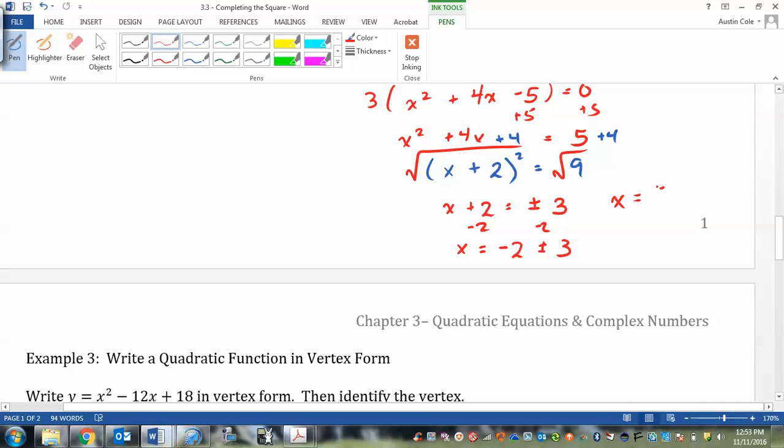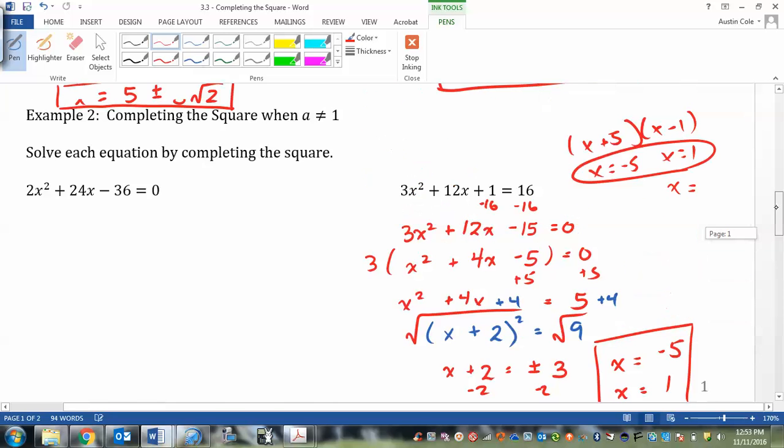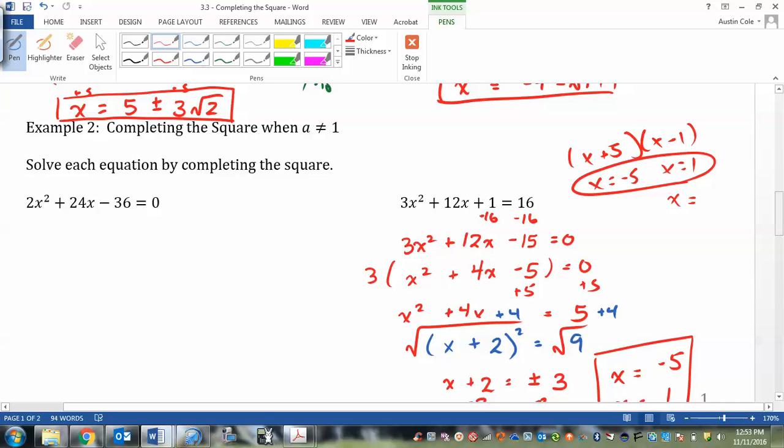Negative 2 minus 3, that's negative 5. And what's negative 2 plus 3? 1. So those are the answers we said we were going to have up here, because we noticed that we were able to factor the thing. Now, we had the answers here by doing that much work, or completing the square doing that much work. Would you guys agree that factoring is probably our best bet there? So if we can factor it, factor it.